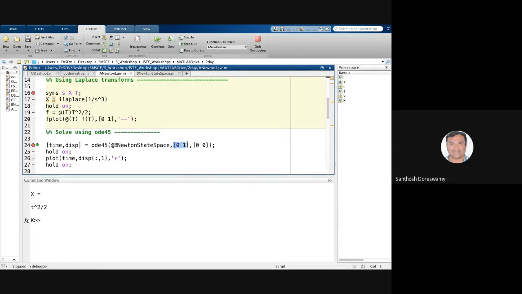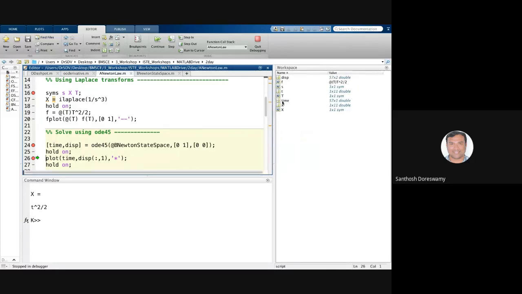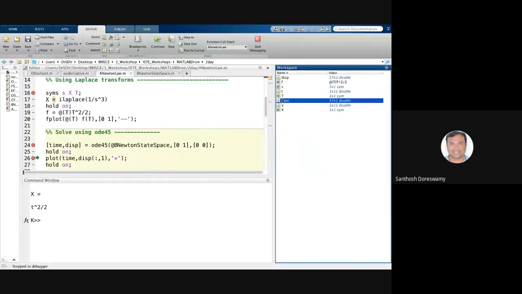and I will have the time vary from 0 to 1 seconds, and my initial conditions are 0. If I do this and try to solve this by continuing in the program, you will see that it generates two vectors, time and dis.